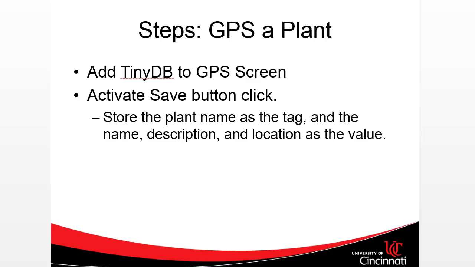Next, on the GPS of plant screen, we need to activate the Save button that we made earlier. That's the button with the little floppy disk. What we're going to do is when the user hits Save, we're going to take the plant name and put that into a variable. We're going to take the description and location, put those into 2 variables as well. Then we are going to use that plant name as the tag, the unique identifier, and then we're going to concatenate or combine together the plant name, description, and location into one string, and we're going to use that string as the value that we're associating with the tag. So this is the storage operation.